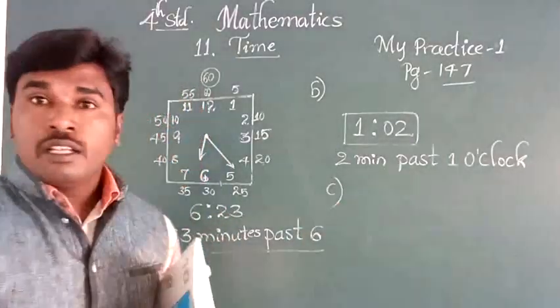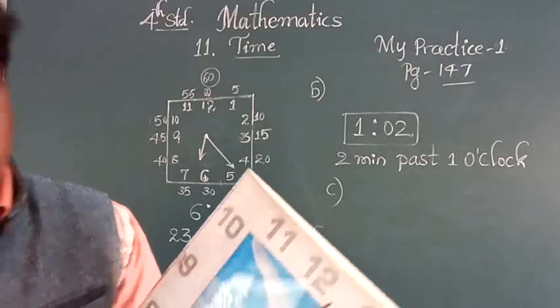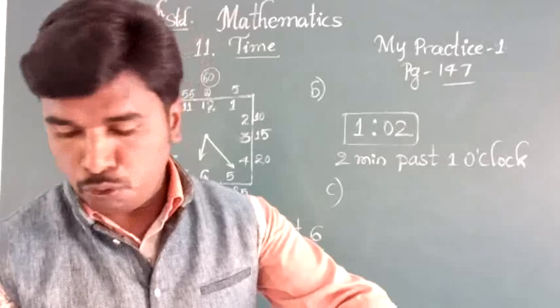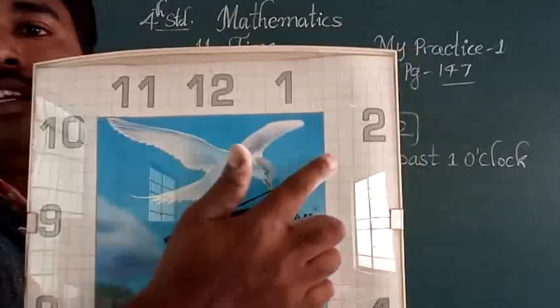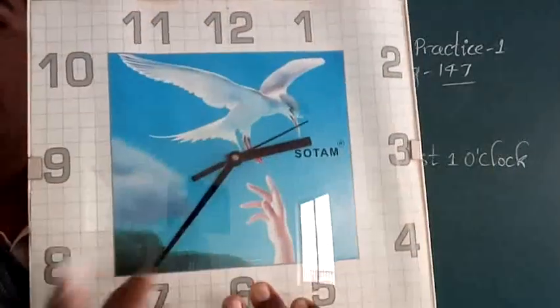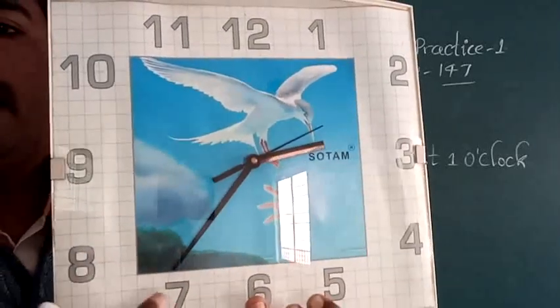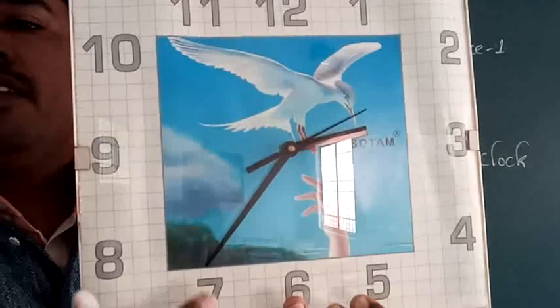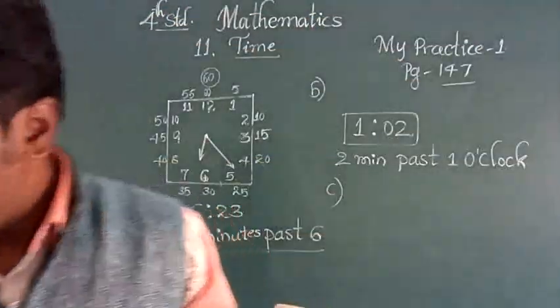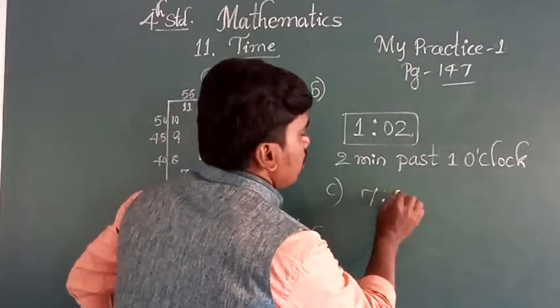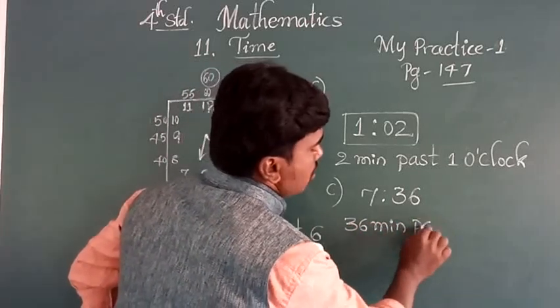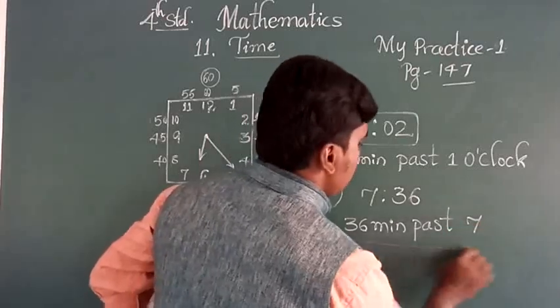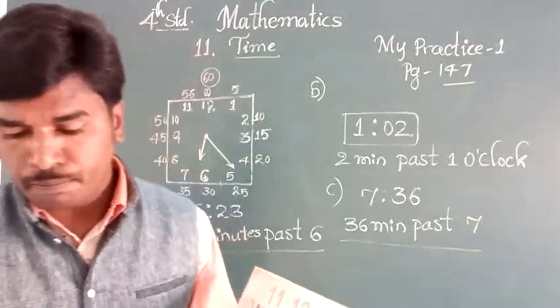Now I am proceeding to the third one. See, they have given 2:36. Observe, dear children. The hour hand completed 2 hours. The minute hand is in between 7 and 8. If the minute hand is at 7, it completes 35, then 36. So the time is 2:36, or the time is 36 minutes past 2. Like this you can say the time.